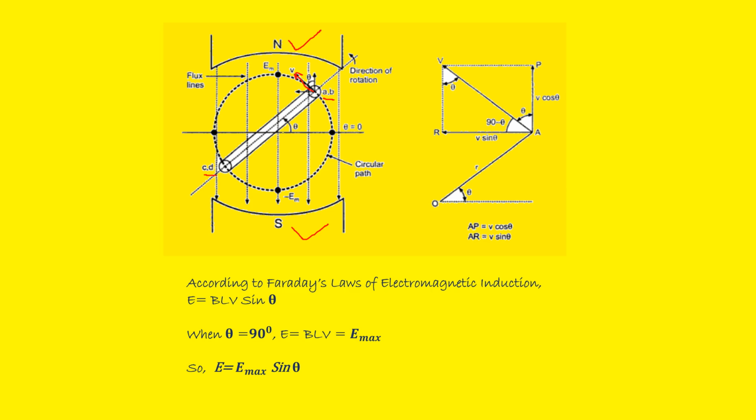Okay, so that quantity can be related as angular velocity. We'll discuss that angular velocity in coming videos. And one more term is v. So v is the linear velocity of the conductor in meters per second.